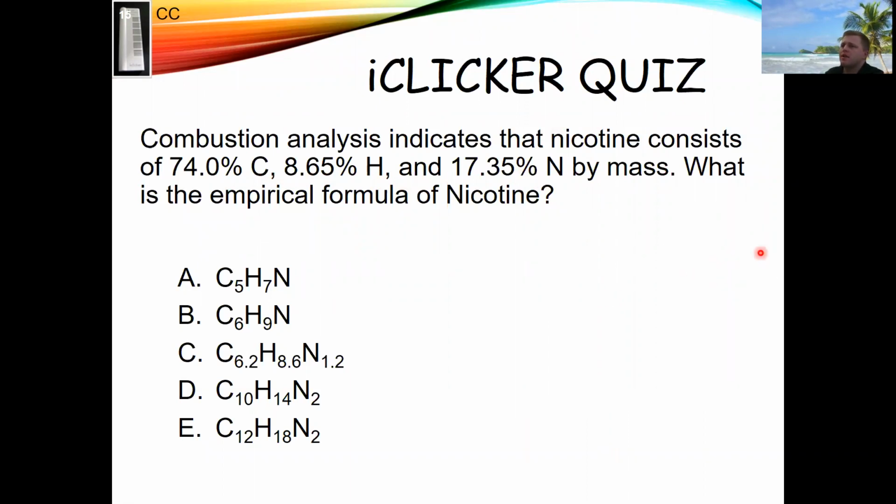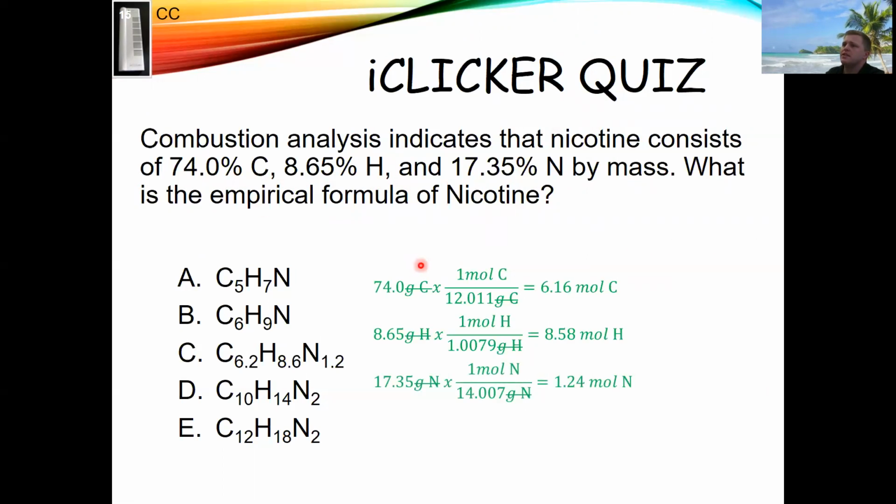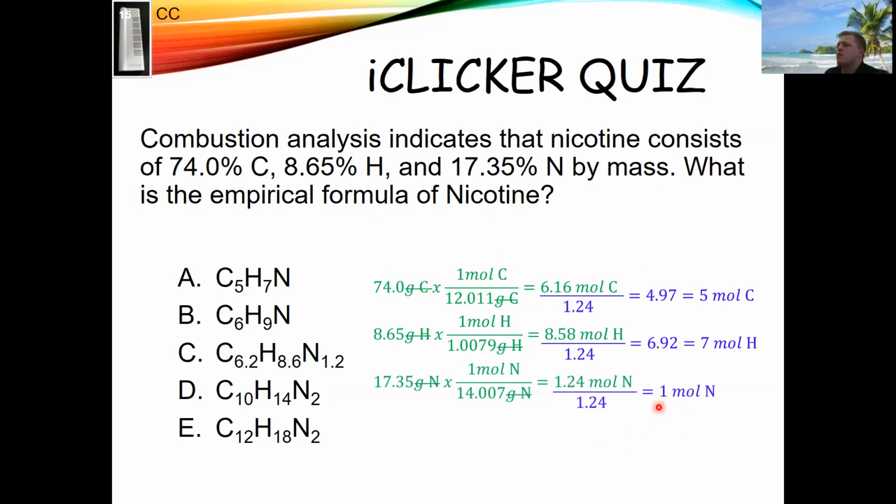First step, right? Pretend we have these percents in grams. So 74 grams of carbon, 8.65 grams of hydrogen, 17.35 grams of nitrogen. We're going to divide each of these by their molecular weights to turn them into moles. All right, so that's steps 1 and 2 right there. Now that we have them in moles, you'll notice that these are all weird wonky numbers. So we're going to divide by the smallest number, that is step 3. So we're going to get 1 mole of nitrogen, 6.92 moles of hydrogen, 4.97 moles of carbon.